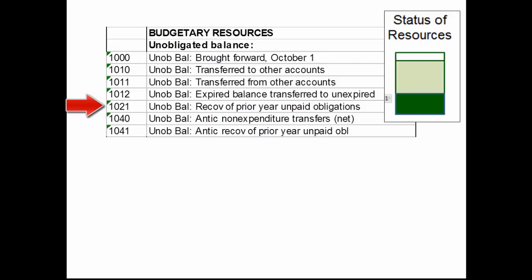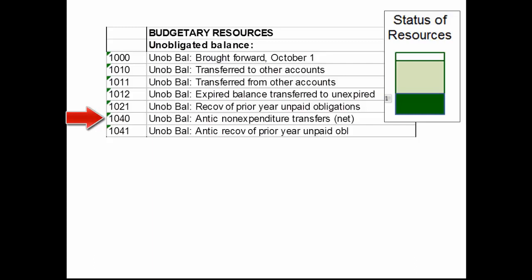Line 1021 reflects recoveries of prior year obligations. These are resources recovered due to obligations made in a previous year that, for whatever reason, are reduced or deobligated. In a multi-year or no-year account, these funds would be available for new obligations. In expired accounts, amounts on line 1021 may be used for upward adjustments.